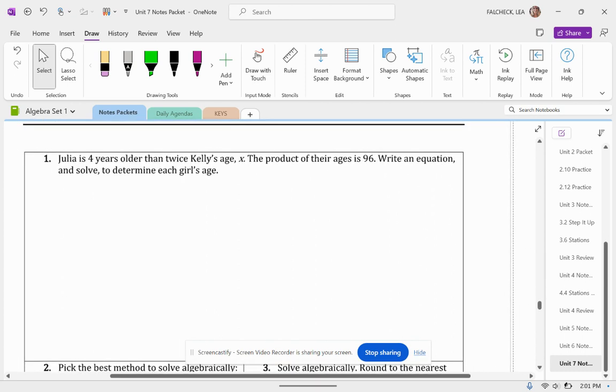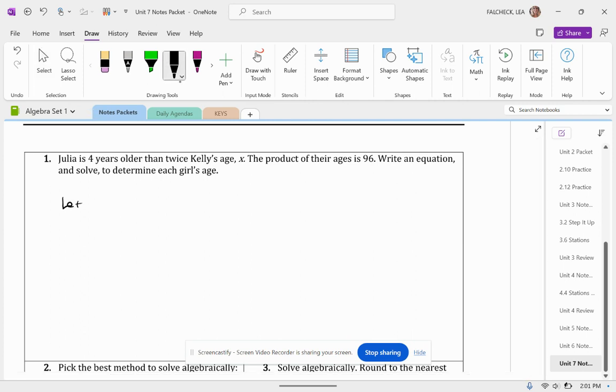Okay. So whenever I'm doing problems like this, I always want to define my variables first. So I'm going to let x equal Kelly's age, because they give me Julia's age in terms of Kelly's age. So then I'm going to write out Julia's age as 4 plus 2x. All right, cool.